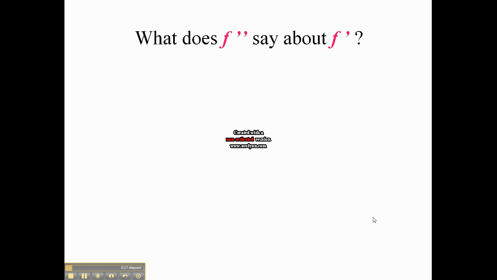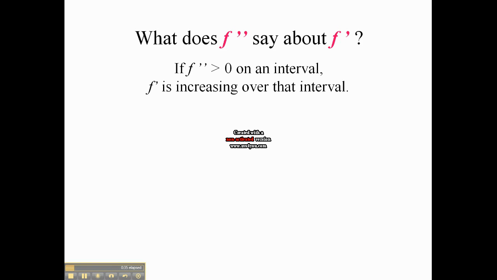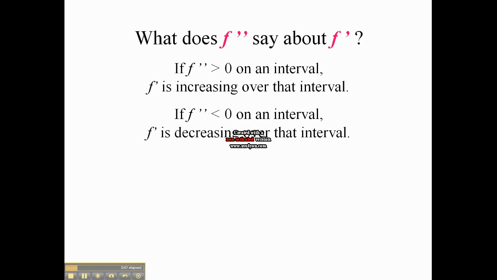Now, the question we want to answer is, what does f double prime say about f prime? And then consequently, what does it say about the original function? Well, if f double prime is positive over an interval, then we know that the first derivative is increasing over that interval, because that's what a derivative tells us about its original function. If f double prime is negative on an interval, the first derivative will be decreasing over that interval.